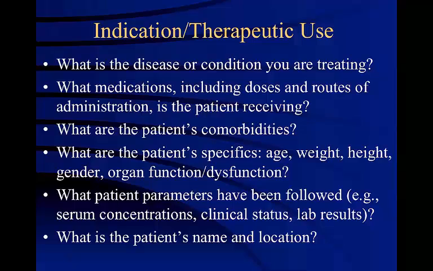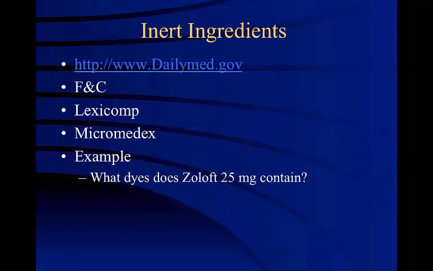Again, you need to find out if there is a patient involved. If there is a patient involved, you will need to find out patient-specific information. Other questions to consider asking are, what is the disease or condition you are treating? What medications, including doses and routes of administration, is the patient receiving? What are the patient's comorbidities? What are the patient's specifics, age, weight, height, gender, organ function, dysfunction? What patient parameters have been followed, such as serum concentration, clinical status, lab values? What is the patient's name and location?